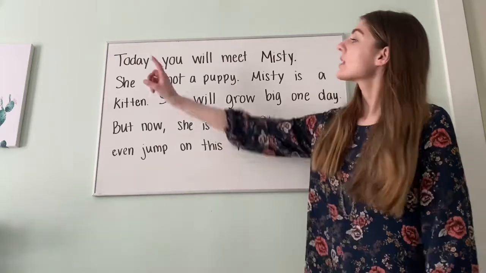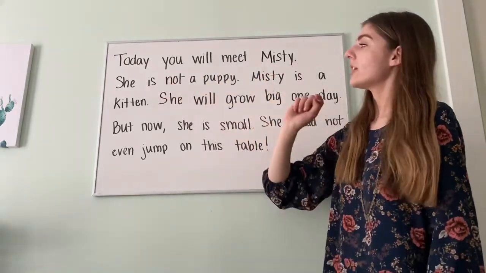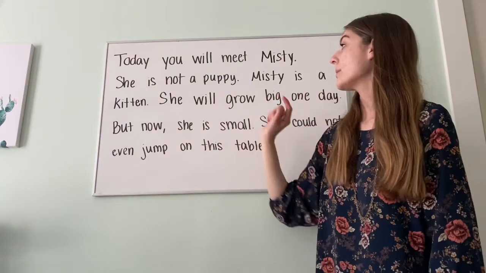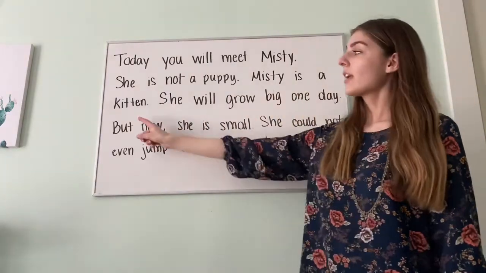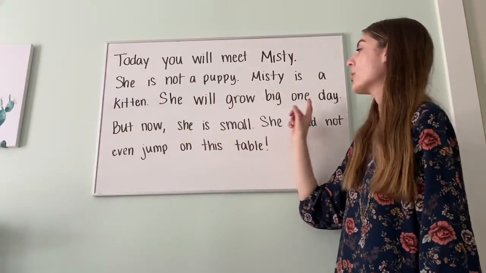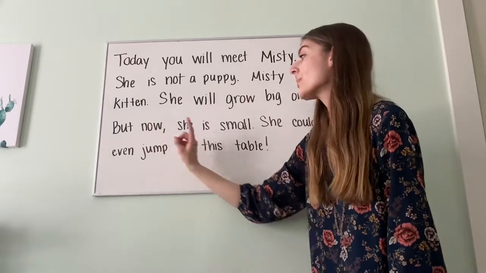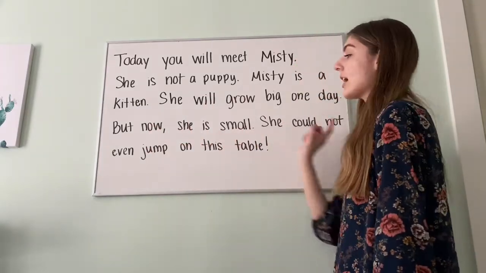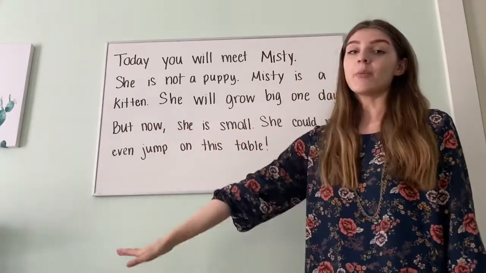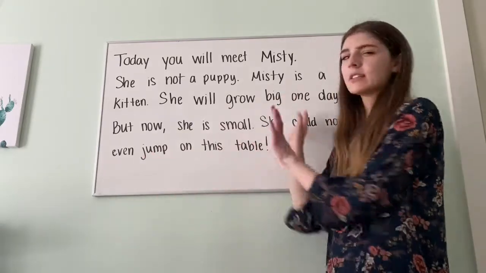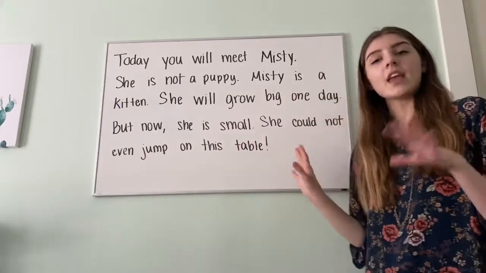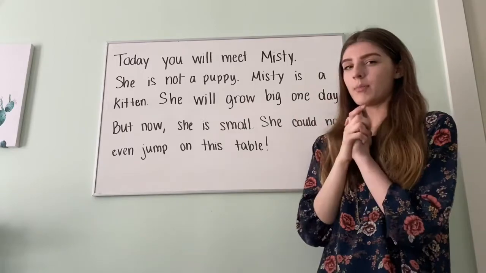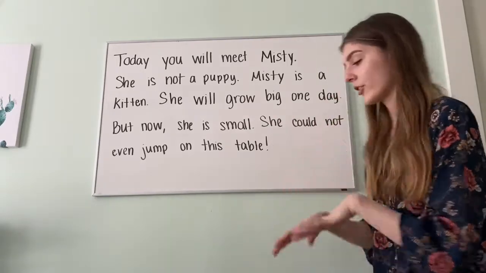It says, "Today you will meet Misty. She is not a puppy. Misty is a kitten. She will grow big one day. But now she is small. She could not even jump on this table." Okay, this is kind of a long story. So I'm going to take some of these words and shorten them into one word. I'm going to smush them together.